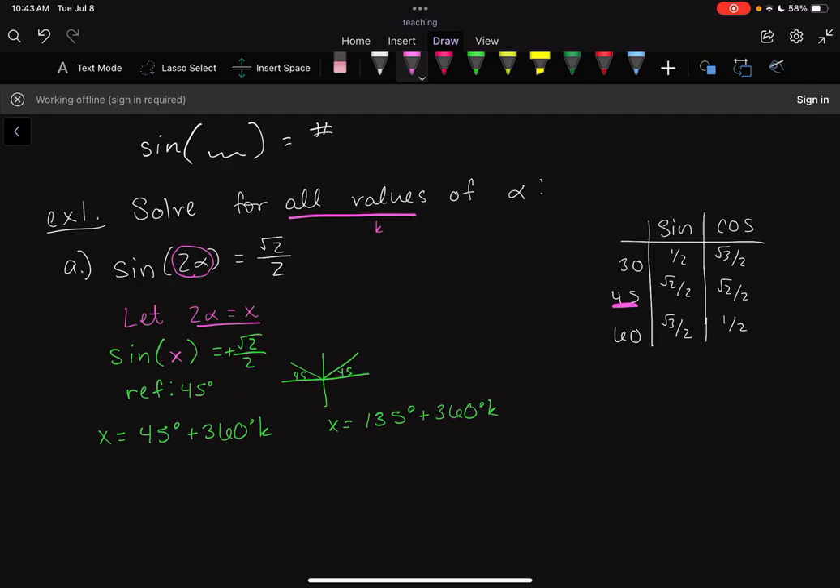We're not finished because we found x, but we don't want x, we want alpha. So I now need to plug my 2 alpha back in as x. So now I'm going to have 2 alpha equals 45 degrees plus 360k. 2 alpha equals 135 plus 360k. And I need to solve these for alpha. So we want to think, how do we solve for alpha in this case? We would divide by 2.